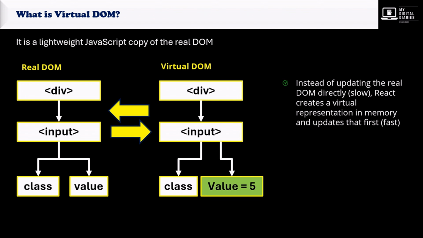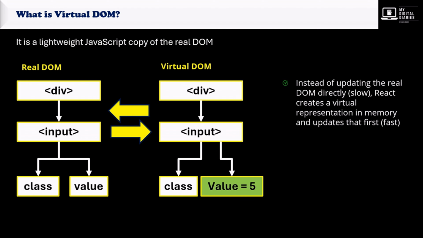You have a real DOM which gets copied into the virtual DOM. So virtual DOM, new virtual DOM, React compares both, finds the patch, like in this example the value patch is changed, and applies that patch to the real DOM.